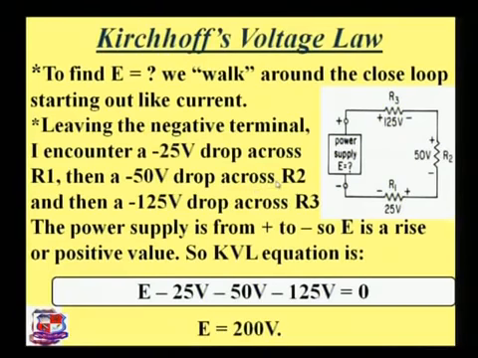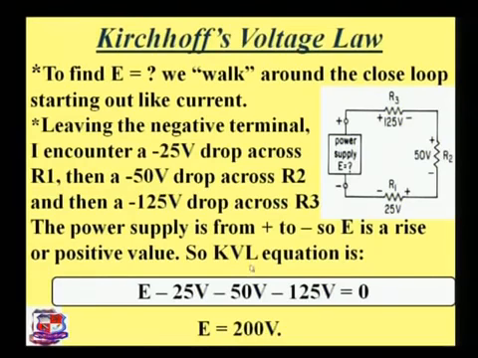So friends, here what happens: if the negative terminal is leaving the electrons, then it is considered negative. So the voltage drops across R1, R2 and R3 are all taken as negative, and here the EMF is given the sign positive to negative, which means it rises. So the EMF E is taken as positive.